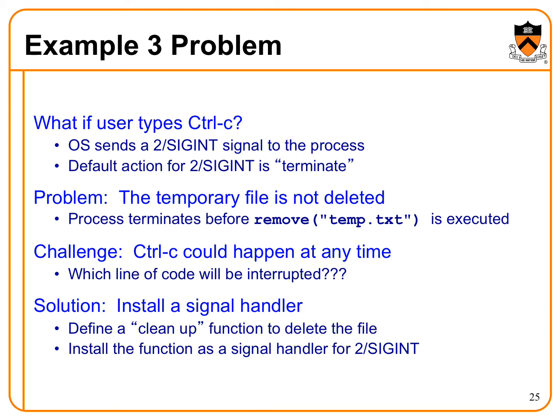When the user types Ctrl-C, the OS sends a SIGINT to the process. The SIGINT will terminate the process and thus never get back to the remove call in main. So if we want to be sure that the file will be cleaned up upon exit from the program, unless of course somebody kill -9s it, we should install a signal handler. And in that signal handler, we can do the cleanup that we want.